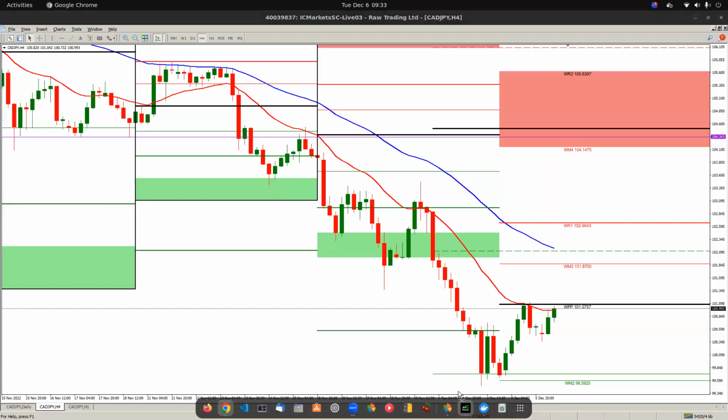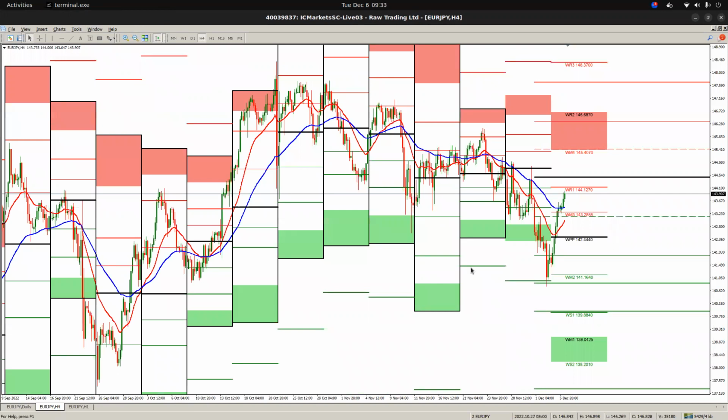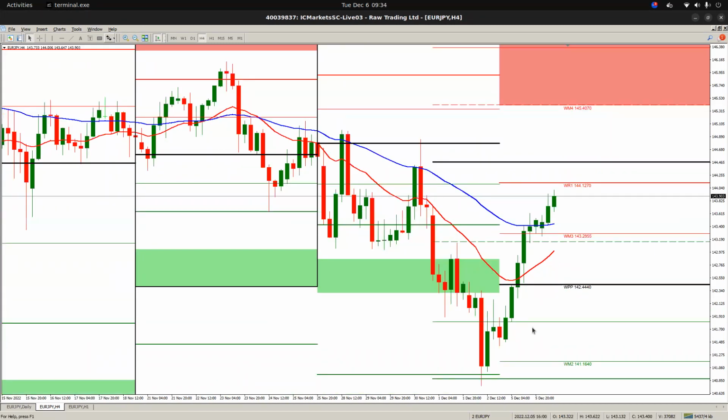Okay, euro yen is a buy. Let's take a look. Now, euro yen and pound yen moved quite nicely yesterday. You can see here, popped up quite nicely. But unfortunately, we didn't get a role reversal to buy off of.